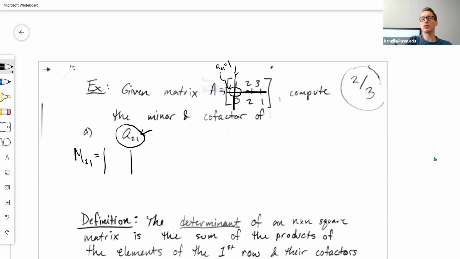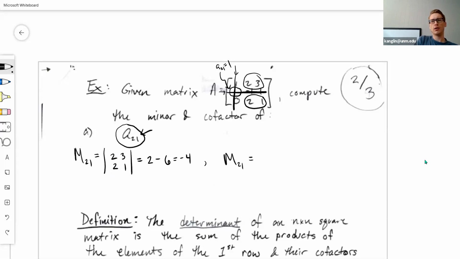So second row, first column, I'll delete those. I deleted the second row and the first column. And look at all the entries that remain. The 2 and the 3 remain. The 2 and the 1 remain. So that tells us this is the 2x2 determinant we need to take in order to find the minor that goes with A21. This determinant's very easy though. It's just 2 times 1, main diagonal product, minus 3 times 2, off diagonal product, which is -4. So M21 is -4. That's your minor.